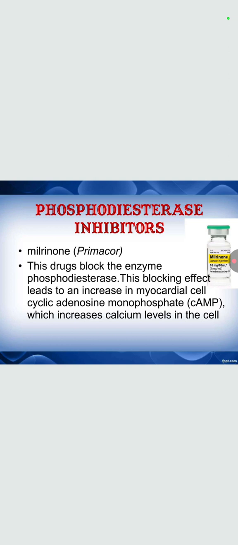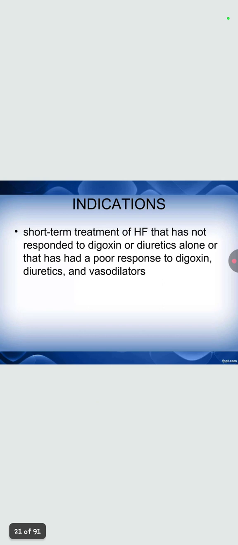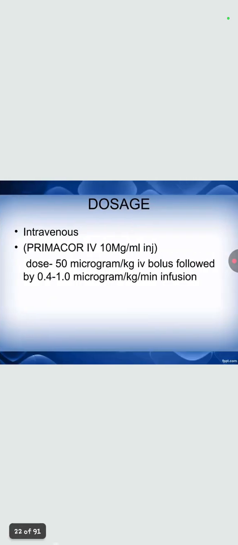This drug blocks the enzyme phosphodiesterase. This blocking effect leads to an increase in myocardial cell cyclic adenosine monophosphate, like cyclic AMP, which increases the calcium level in a cell. Indication is short-term treatment of heart failure that has not responded to digoxin or diuretics alone, or that has had poor response to digoxin, diuretics and the vasodilators.